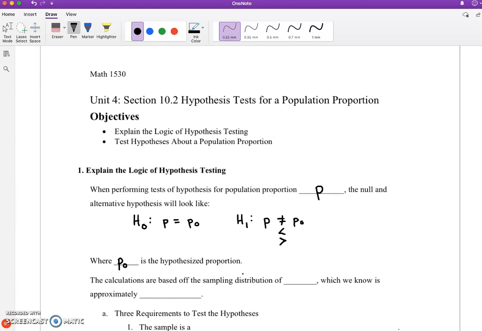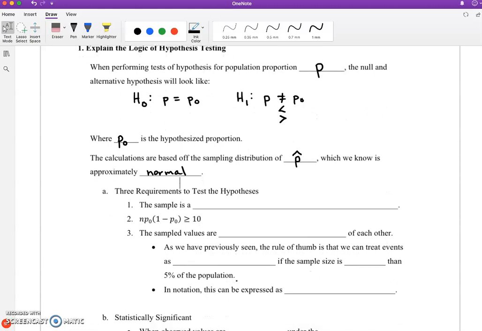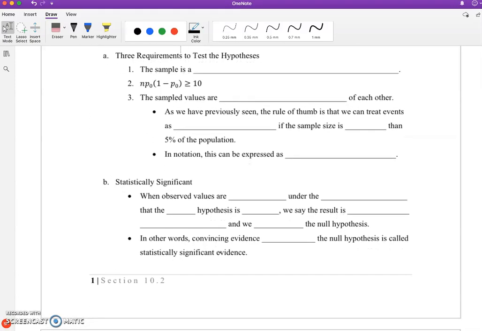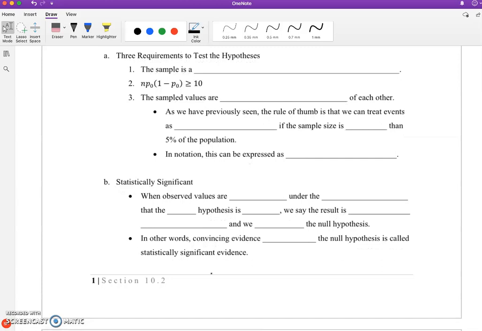The calculations are based off of the sampling distribution of P hat. And remember, any sampling distribution is approximately normal as long as the sample size is big enough. There are three requirements we need to test the hypothesis. The sample has to be a simple random sample.